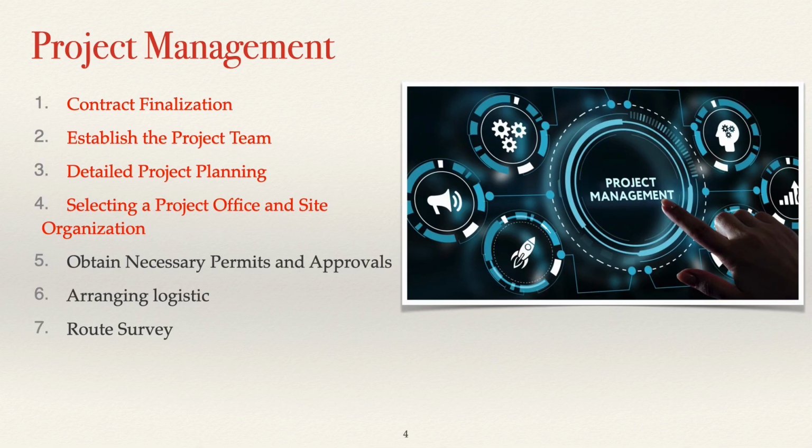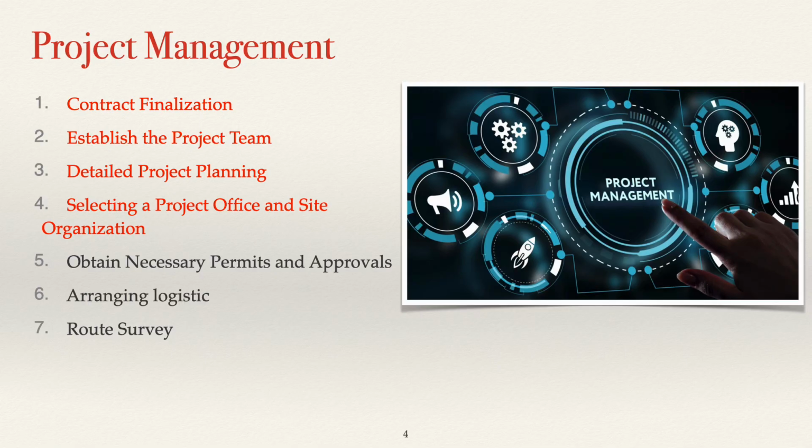5. Obtain necessary permits and approvals. Regulatory compliance. Apply for permits and approvals required by local, state, and federal agencies, including environmental permits and construction permits. Right-of-way access. Secure land access rights and negotiate with landowners, government entities, or other stakeholders as needed. 6. Arranging logistics. Transportation planning. Coordinate the transport of materials, equipment, and personnel to and from the site.